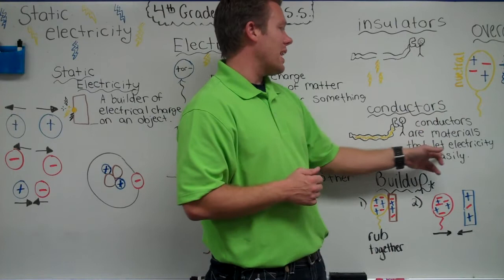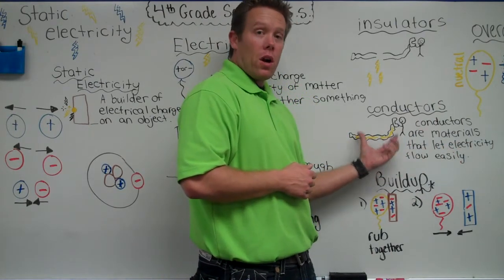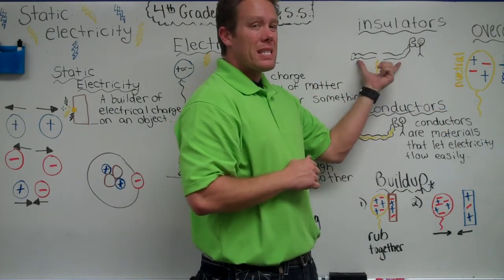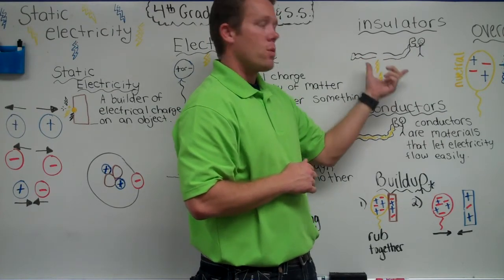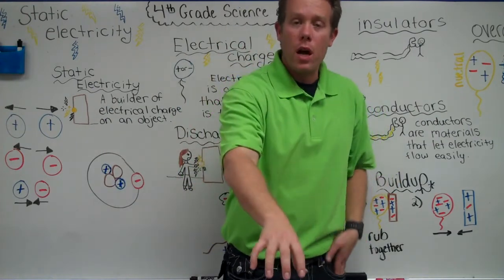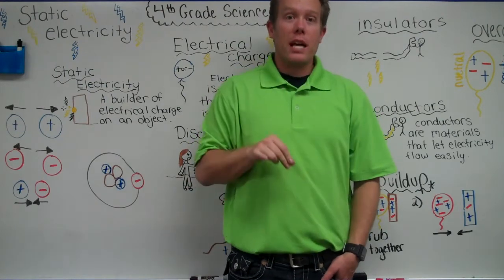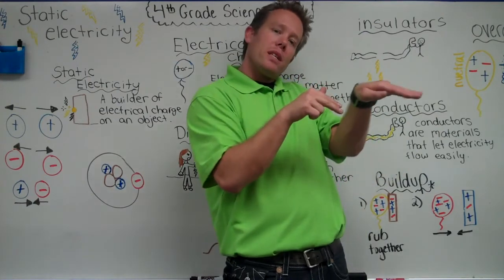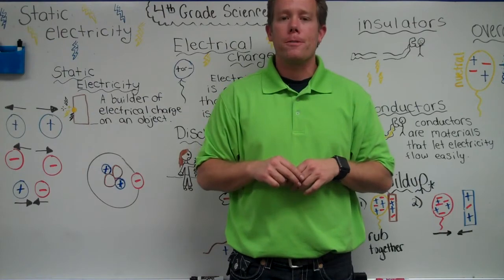Conductors are materials that let electricity flow easily. So wires are conductors because they let electricity flow easily. Rubber is an insulator because it does not allow electricity to flow easily. That's why we put it around wires, so that when we go and grab our computer cable, we don't get electrocuted. But we do want wire inside of the rubber because that is what's carrying our electrical message when we're typing on our computers. Okay?